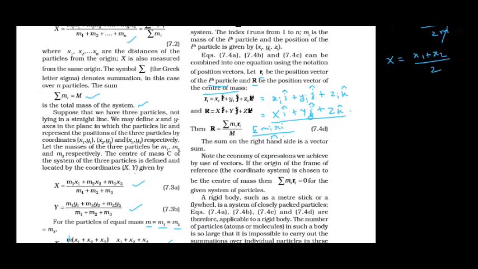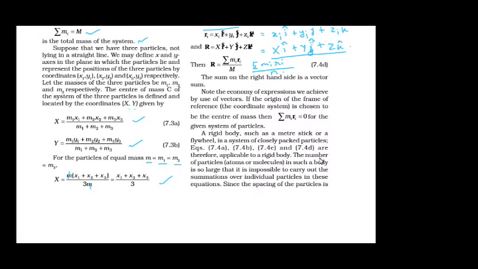Now a few important concepts are here. Let us go through the concept. Note the economy of expression we achieve by the use of vectors. If the origin of the frame of reference, the coordinate system, is chosen at the center of mass, then sigma mi ri is equal to 0 for a given system of particles.